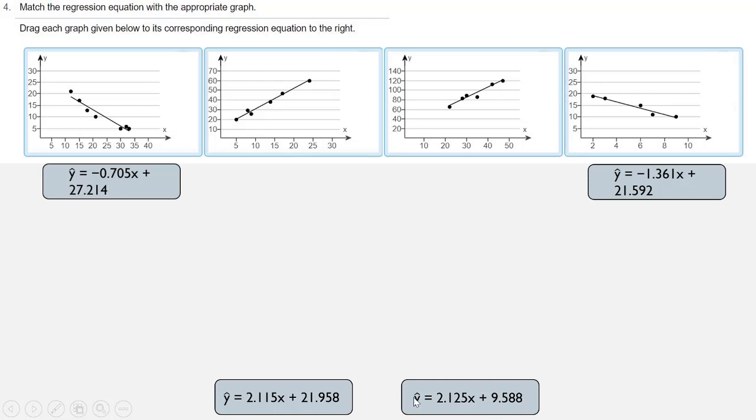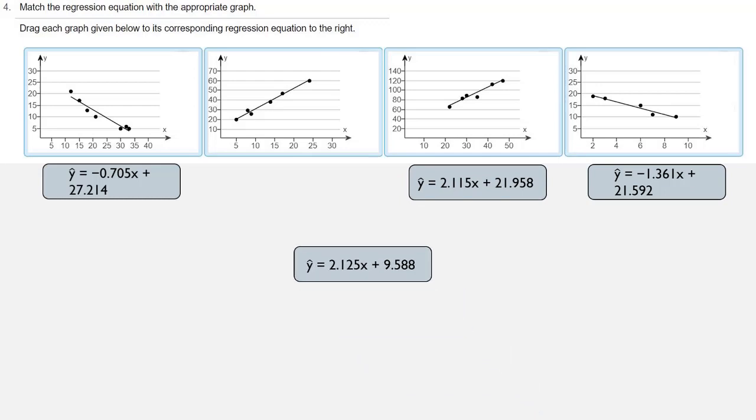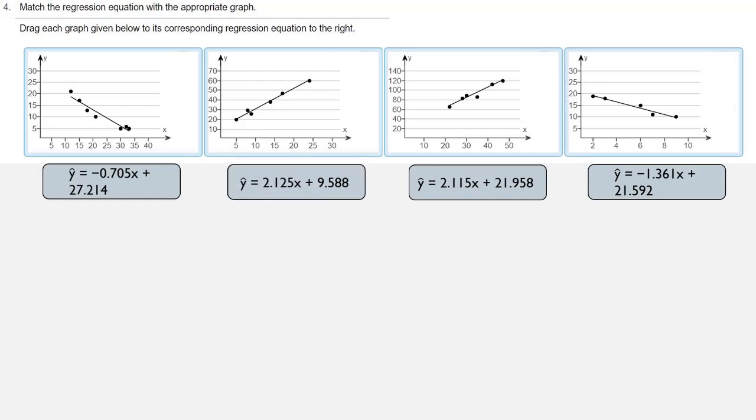So the one that fits that second graph is the 9.588 because the value would have to be less than 20. So that means the second graph will have the plus 9.588 at the end, and the third graph will have the plus 21.958 at the end. So we'll put each one of those on its correct graph. And that's your answer.